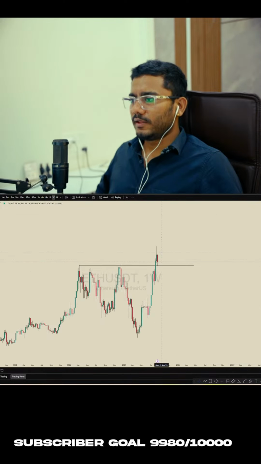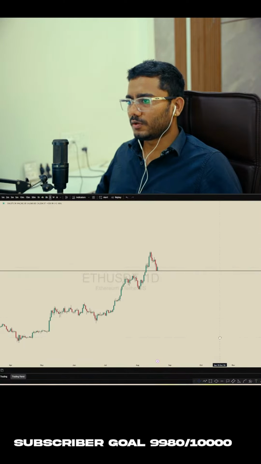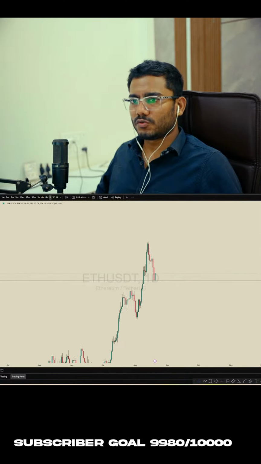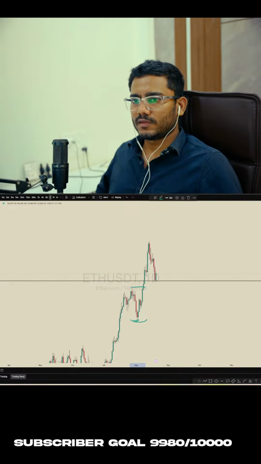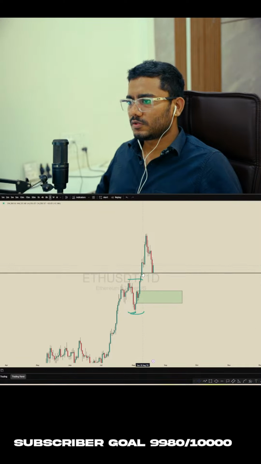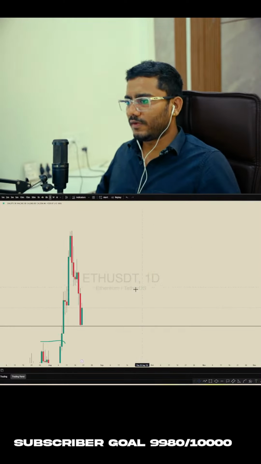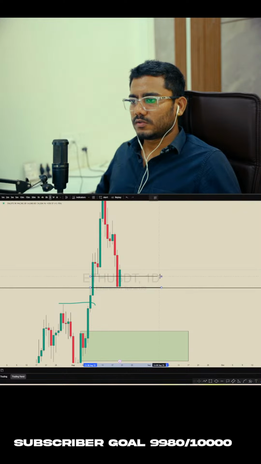So weekly support or resistance has been broken. Price has created this high. It's still continuing downside. So we have the strong low on BTC. Price broke the structure. We have this daily order block here. And if you look at imbalance, we have this imbalance, and here price has tapped this imbalance on daily time frame.